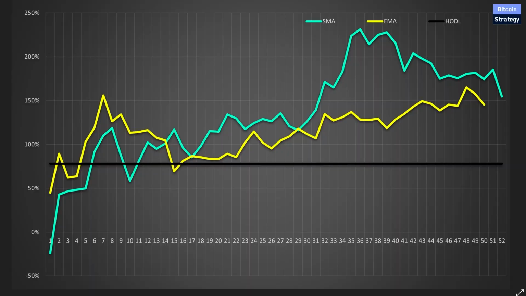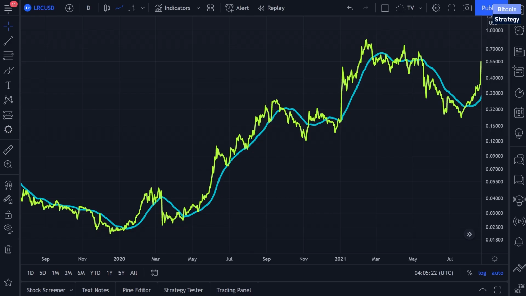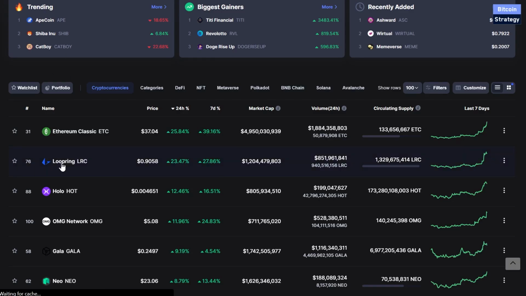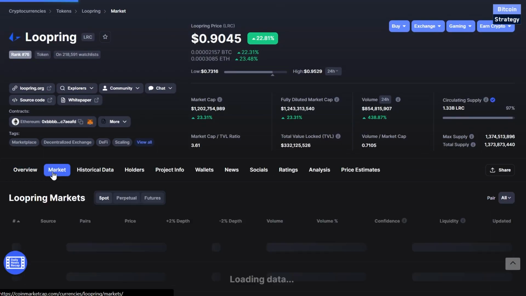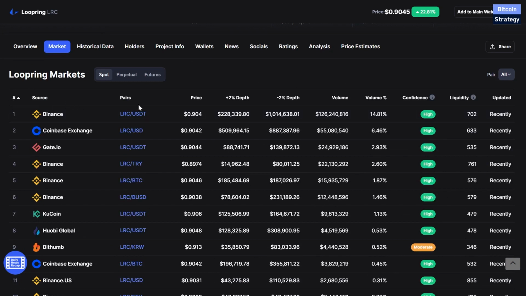Now, did I include trading fees here? Yes, I did. So I looked at where Loopring trading is actually the most popular. When we go to coinmarketcap.com and click on market, we can see where the trading volume is high. And I have worked with the trading fees of Binance. The Coinbase trading fees are way higher.